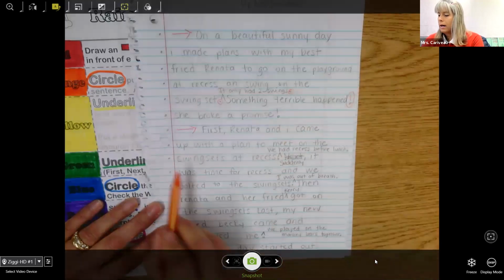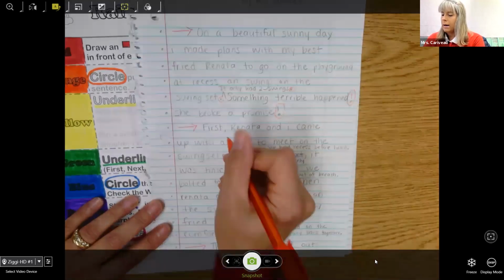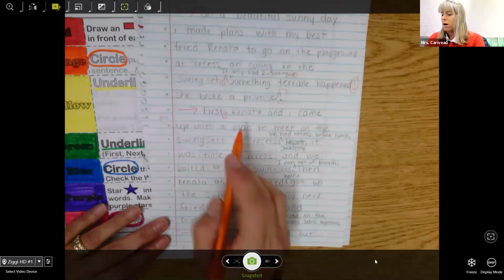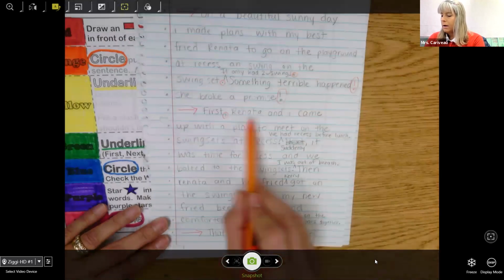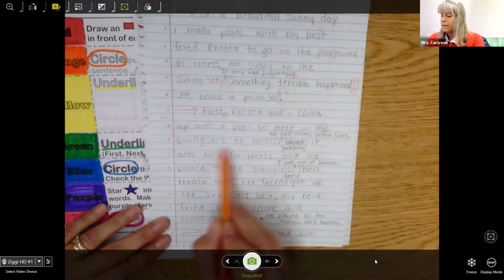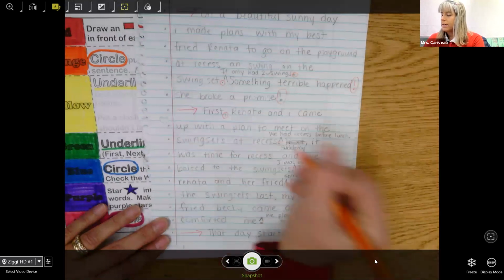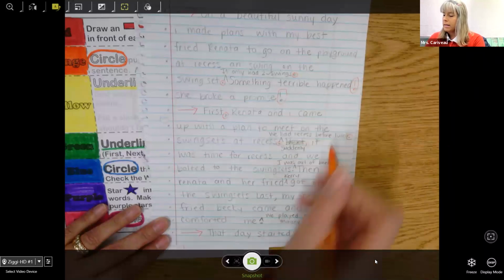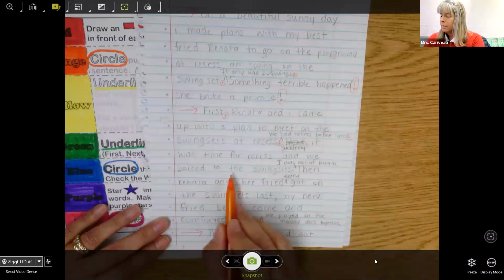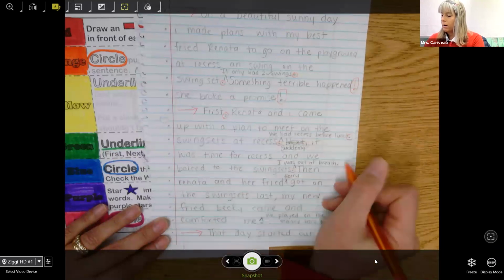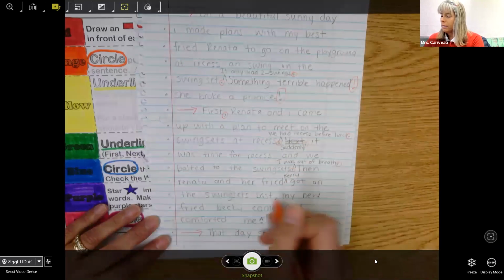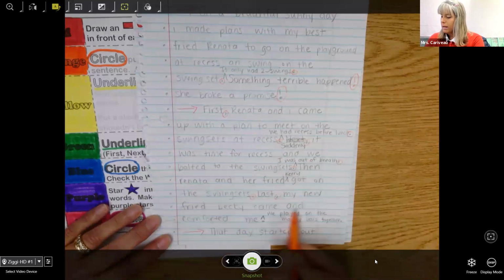She broke a promise. I remembered that one. First, comma, that is actually punctuation there too. It's not a period, but we do a comma after our transition word. Renata and I came up with a plan to meet on the swing set at recess. I remembered it. We had recess before lunch, period. Suddenly, comma, it was time for recess and we bolted to the swing sets, period. I was out of breath, period. Then Renata and her friend Carrie got on the swing sets. Oops, I forgot my period. Last, comma, my new friend Becky came and comforted me, period.